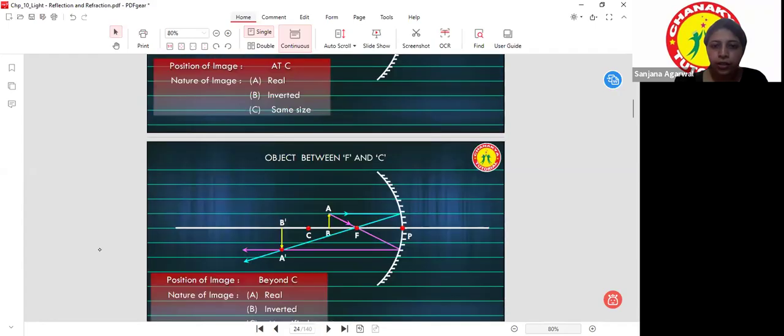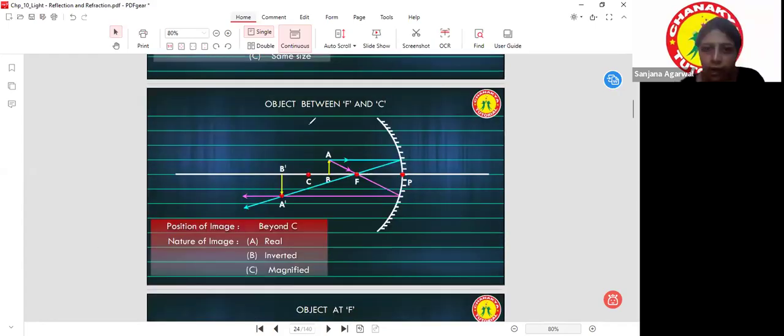Bringing our object more close and keeping it between F and C, focus and center of curvature. This time, again taking the same rules, same rays of light, parallel to the principal axis. After reflection, it passes through the focus. Then if it is passing through the focus, it is going back parallel to the principal axis. Now, a bit changed this time.